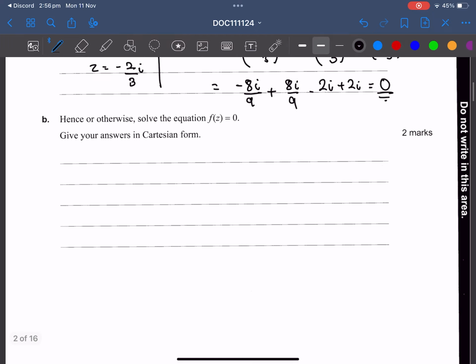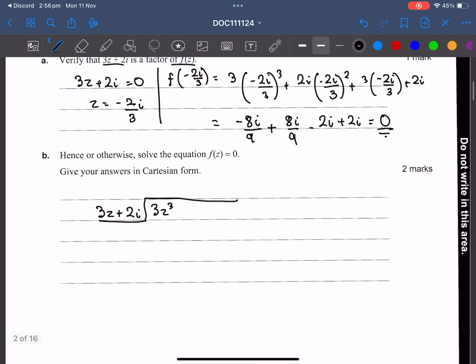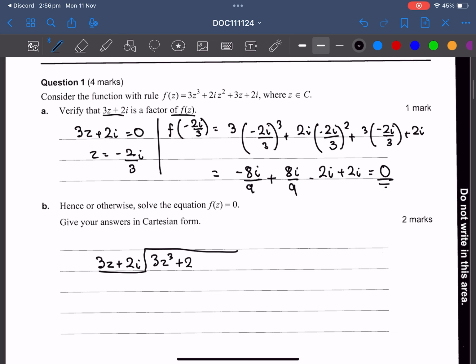Hence or otherwise, solve the equation. Give your answers in Cartesian form. Okay, well in that case, I think we have to do a long division to find the other factors. So let us quickly do that. So 3z plus 2i, and then 3z cubed, what was it? Yep, plus 2iz squared plus 3z plus 2i.